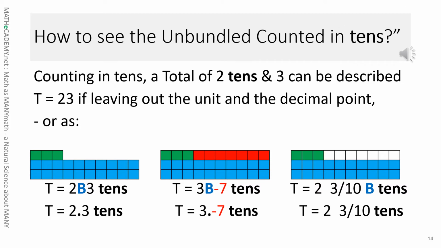Counting in tens, a total of 2 tens, and 3 can be described as T equals 2 3, if leaving out the unit, and the decimal point. Or as T equals 2 bundle 3, tens. T equals 3 bundle, less 7, tens. T equals 2, and 3 of 10, bundle, tens. Or, T equals 2.3, tens. T equals 3, less 7, tens. T equals 2 and 3 of 10, tens.